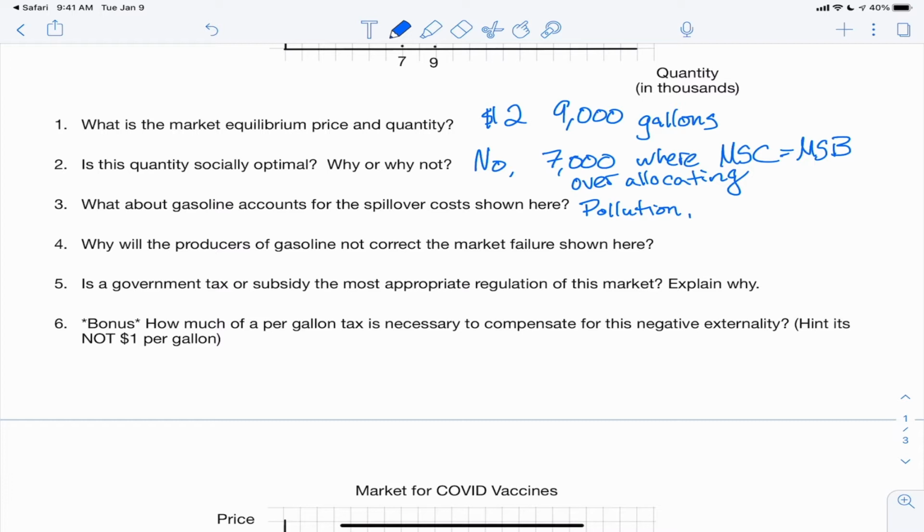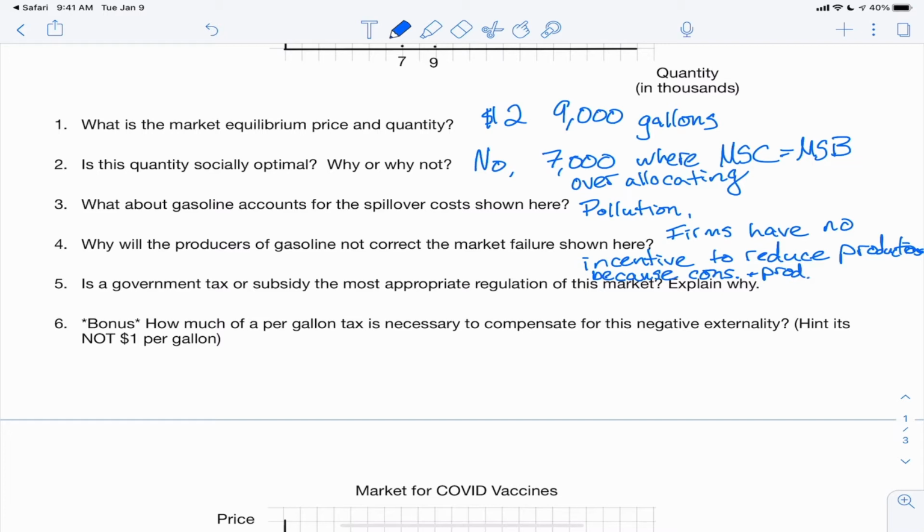So the producers are not going to produce the allocatively efficient amount of gasoline because the costs they have to pay are lower than what the true costs of the production of the good are. And so firms have no incentive to reduce their production because consumers and producers can ignore that externality. They don't have to pay for it, and so therefore it does not enter the market consideration.